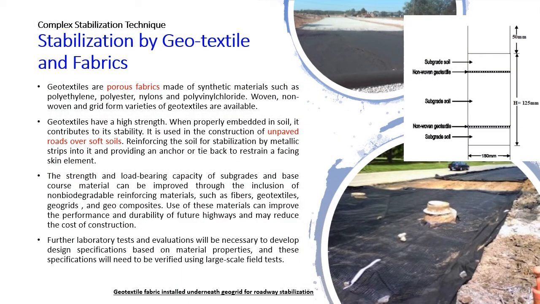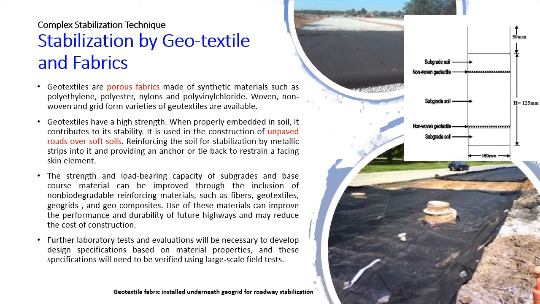Complex stabilization techniques, stabilization by geotextile and fabric. Geotextiles are porous fabrics made from synthetic materials such as polyethylene, polyester, nylon, and polyvinyl chloride. Woven, non-woven, and grid forms of geotextiles are available. Geotextiles have a high strength which, when properly embedded in soil, contributes to its stability.